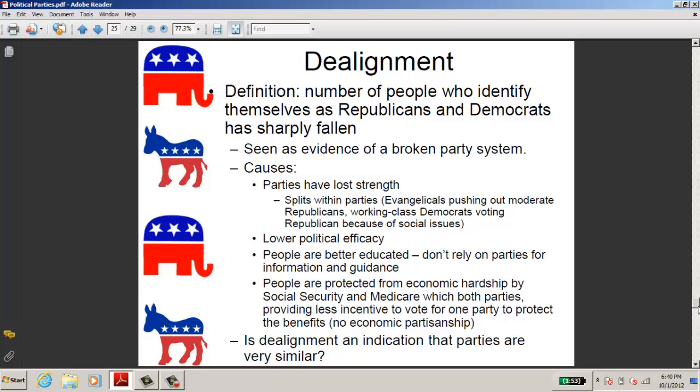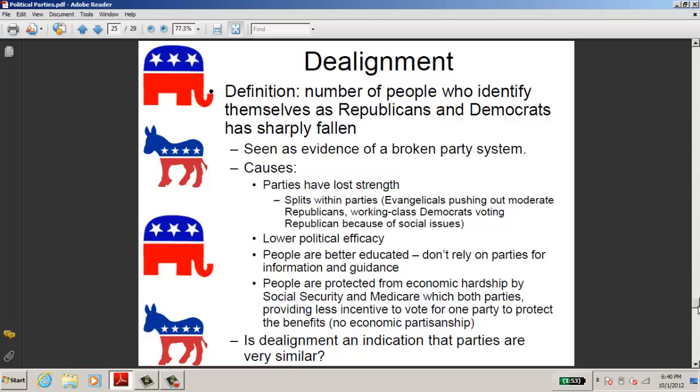De-alignment means the number of people who identify themselves as Republicans and Democrats has sharply fallen over the last 2 to 3 decades. And it's seen by political scientists as evidence of a broken party system. Now, what has caused this to happen? Well, first of all, parties have lost strength. There are a number of reasons for this, but a lot of the parties have been split into different factions.